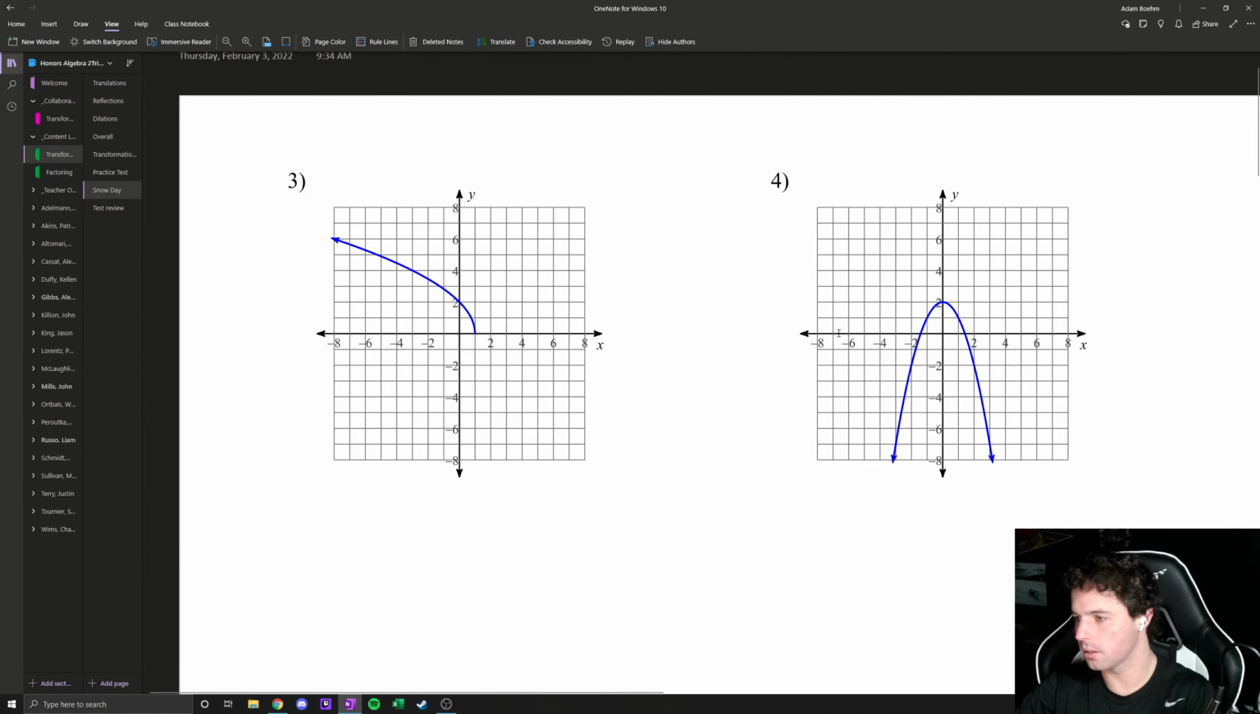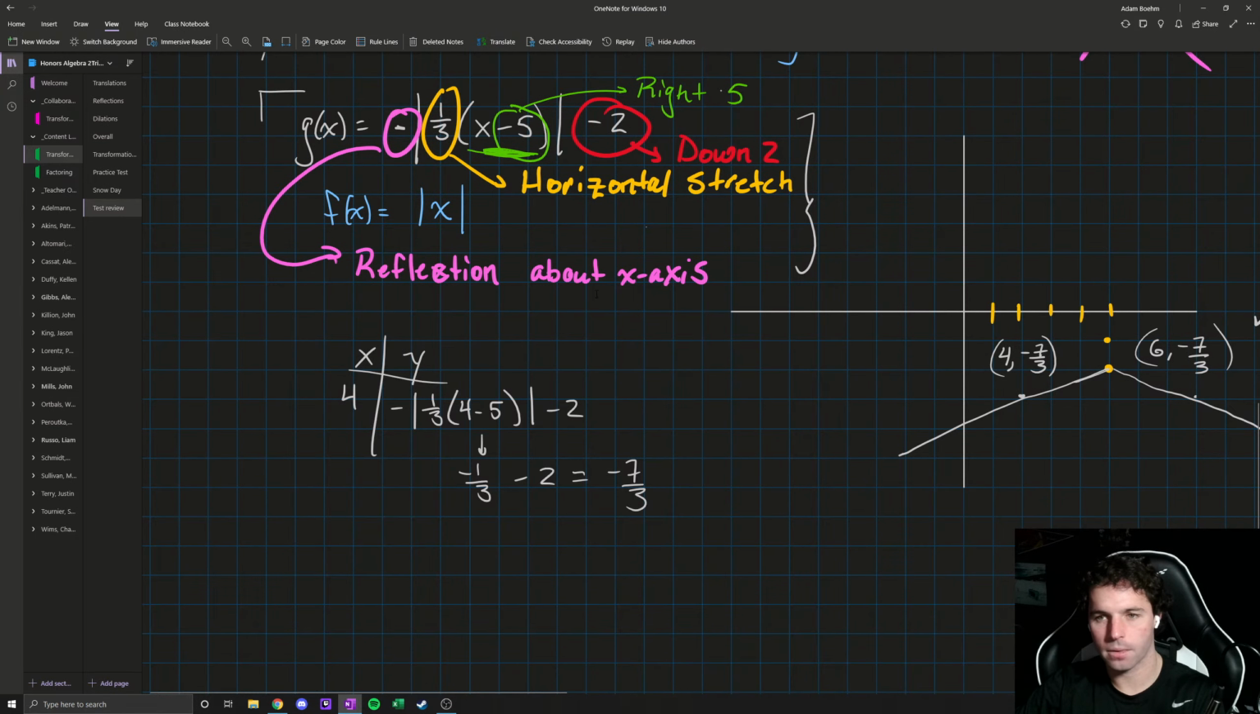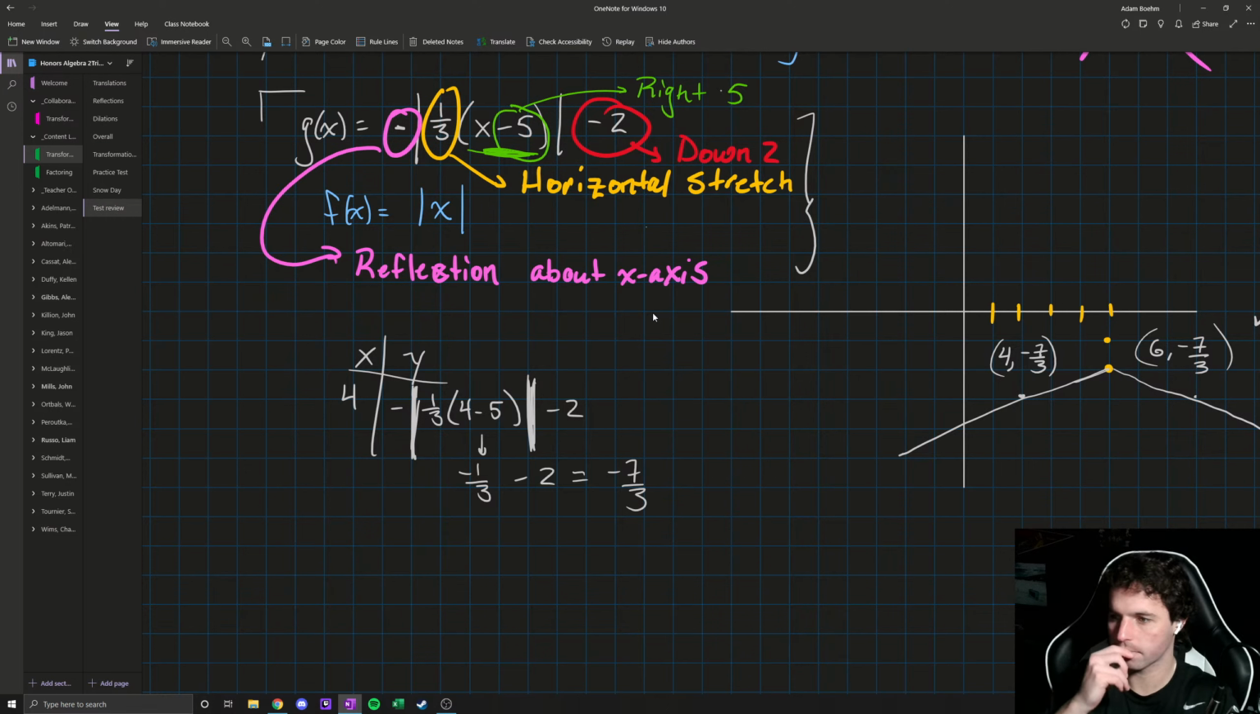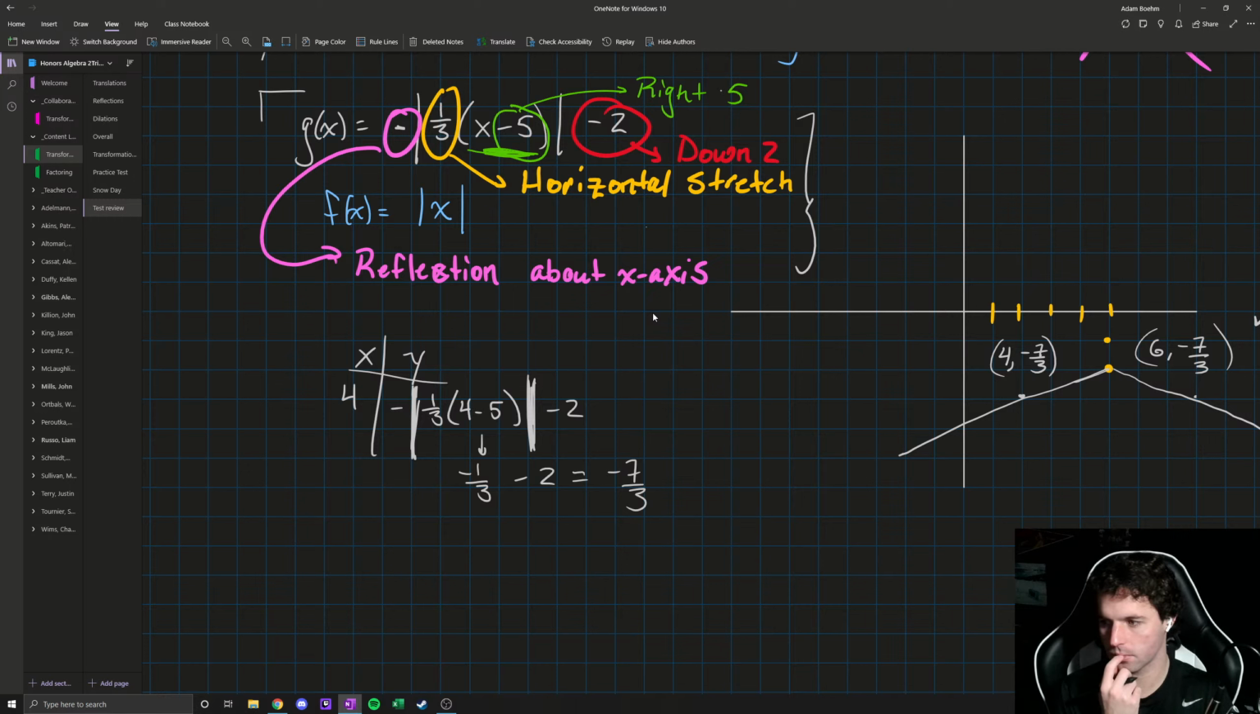I want to do a couple here. Where did you get the -1? Let me go back. Where did I get the -1? That's negative absolute value, right? This thing right here, that's negative absolute value of -1/3. Those are like those absolute value bars. I hope that cleared it up.